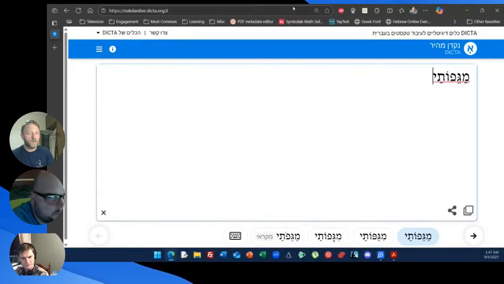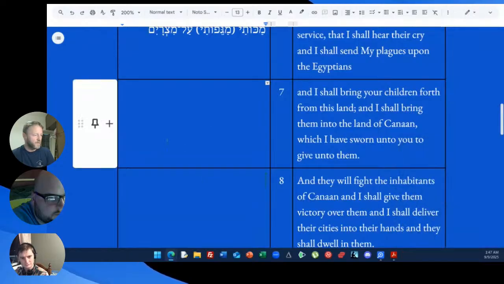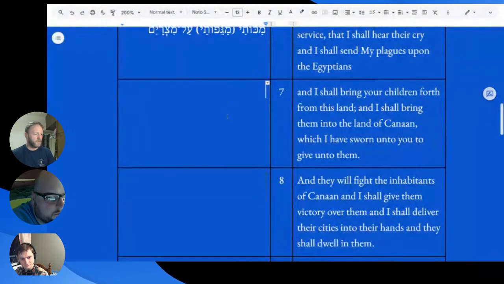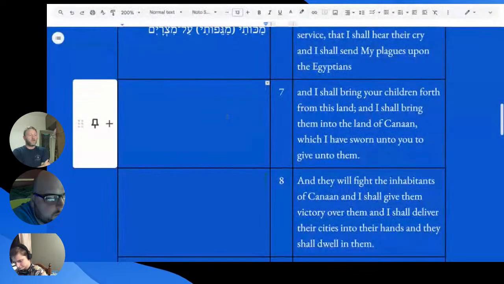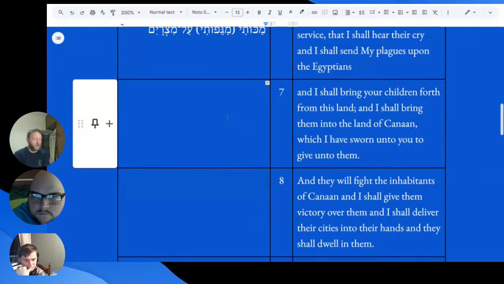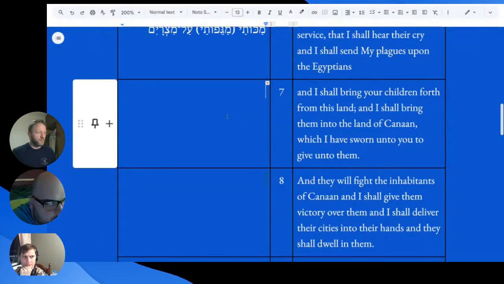Verse 7 says, and I shall bring your children forth. Okay, so this is vav with the future. It's probably vekatal. And bring them forth means to make them come out. I shall bring your children forth from this land, and I will bring them into the land of Canaan, which I've sworn unto you to give to them. It's very Deuteronomic.